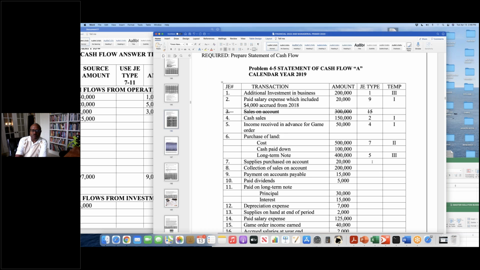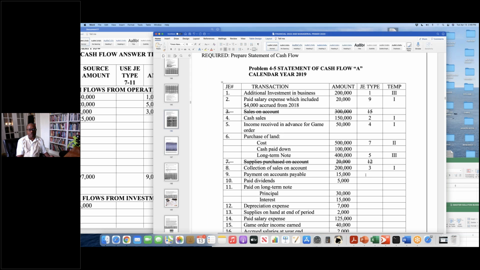Supplies purchased on account, what type is that? Type 15. Oh, no, my bad. I'm in type 12. Oops, I'm sorry. And we're going to do what? Cross it out. Collections on sales on account. Type 3. Where is that going to be located? 1.